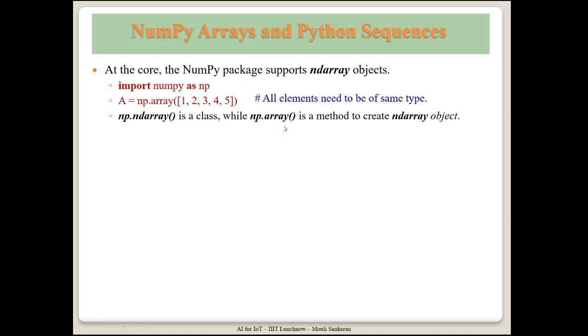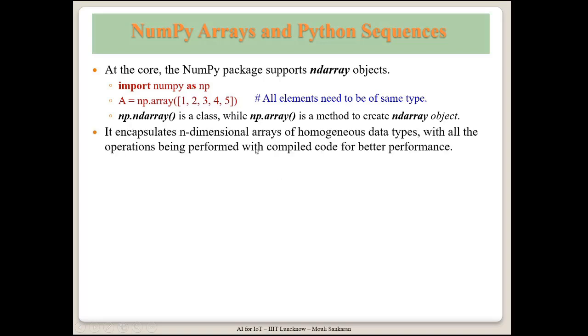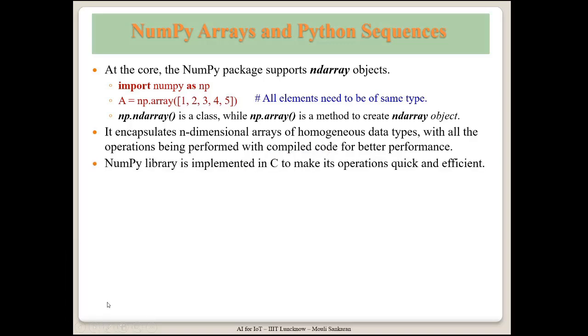So ndarray is a class and np.array is a method to create an ndarray object. Now it encapsulates n-dimensional arrays of homogeneous data type. That means the data type has to be the same, all the elements of the same data type, with all the operations being performed with compiled code for better performance. Now what I mean by compiled code here is all the library functions of NumPy are implemented as C functions. It's all implemented in C for efficiency as well as for quick operations.